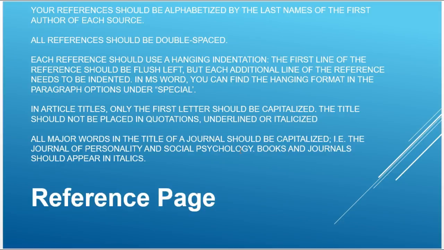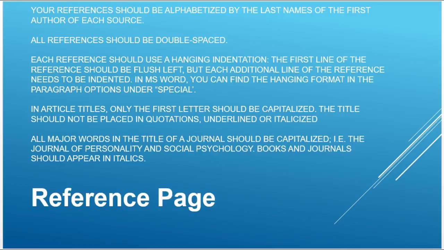All major words in the title of the journal should be capitalized, as an example, the Journal of Personality and Social Psychology. And books and journals always appear in italics. So when you're writing your journal title, that's placed in italics. And if you're writing your article title, only the first word is capitalized and it is not placed in italics. And those are just a couple of the frequent mistakes that students make over and over again.